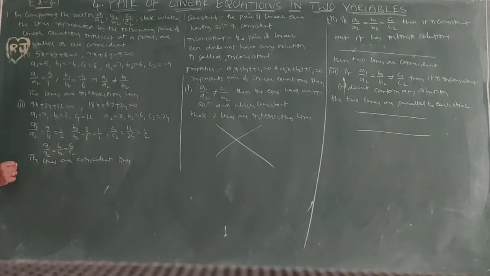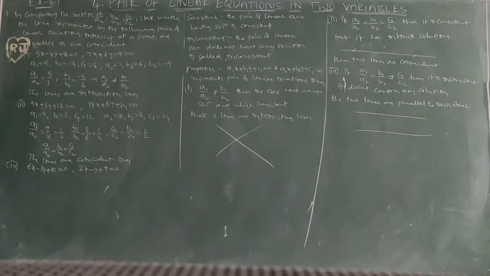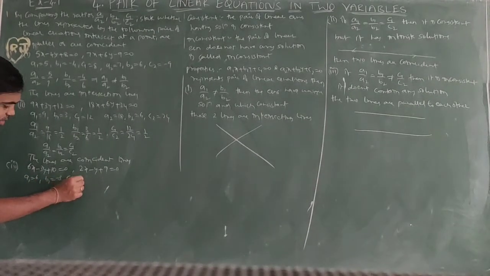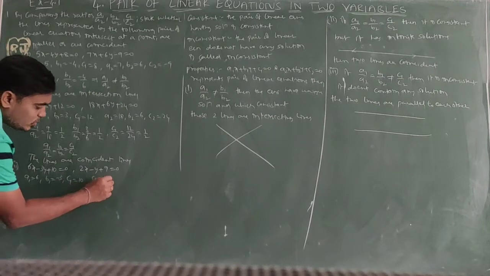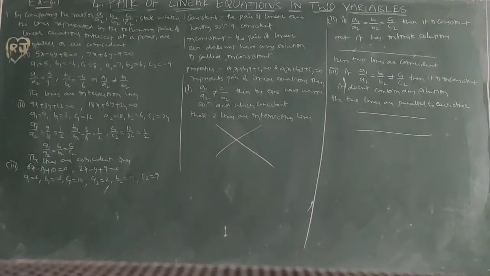Next, third one. 6x minus 3y plus 10 equal to 0. 2x minus y plus 9 equal to 0. So this is A1 6, B1 minus 3, C1 10, A2 2, B2 minus 1, C2 9.